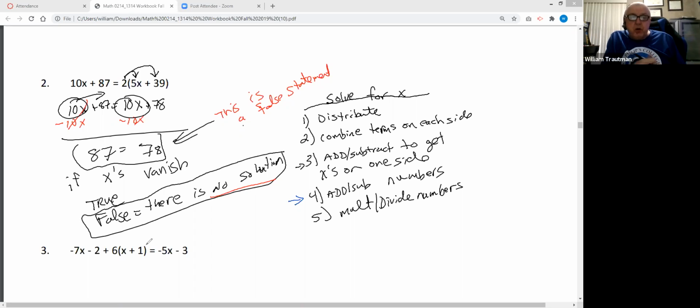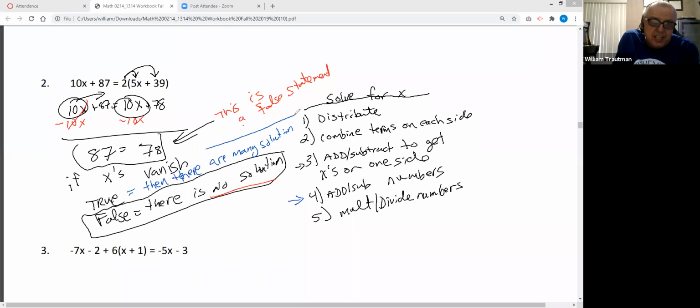So just know, now I'm going to go ahead and write what happens if the statement was true. I'm going to write this. If the statement was true, then there are many solutions. I'm kind of curious what the book would say. I think an infinite amount of solutions.